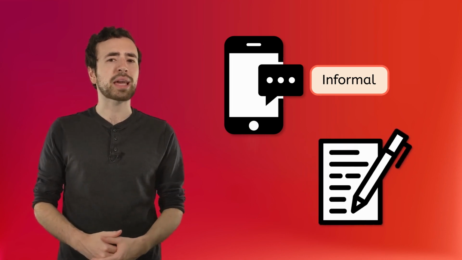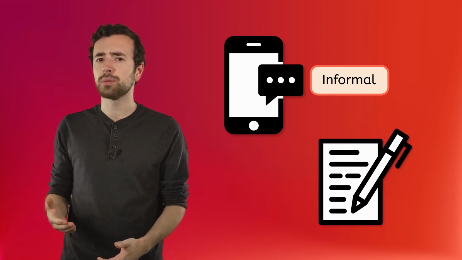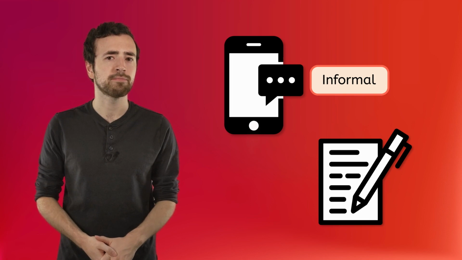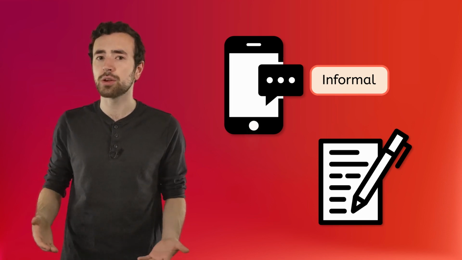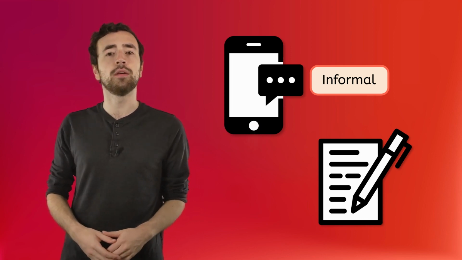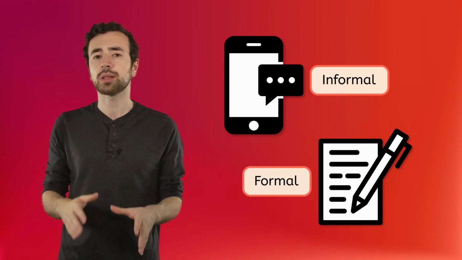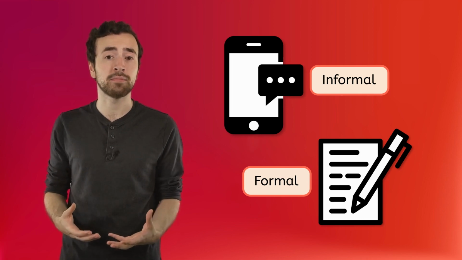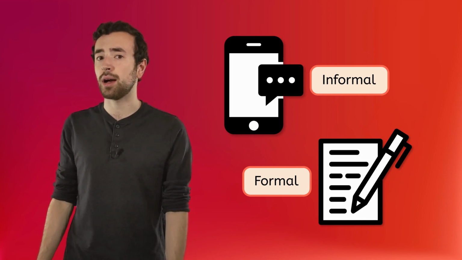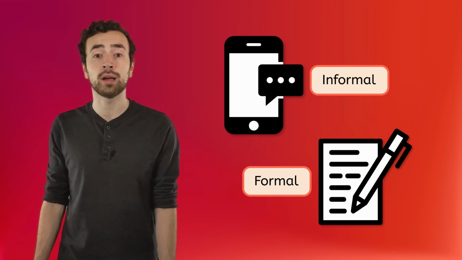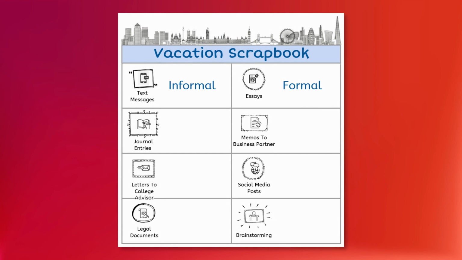What about academic essays? Informal or formal writing style? Essays are written for an academic audience, like teachers or peers who are studying a topic. The goal of this formal writing is to clearly communicate and to develop an idea. Now let's think about some other contexts where informal and formal writing are appropriate. In your PDF, use the vacation scrapbook page to match contexts to the appropriate writing style. Pause the video while you work, and I'll be here when you get back.